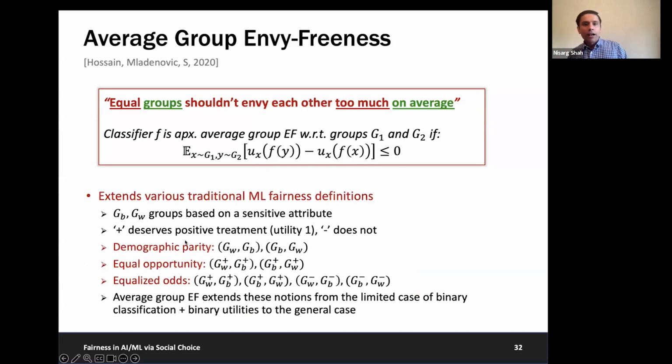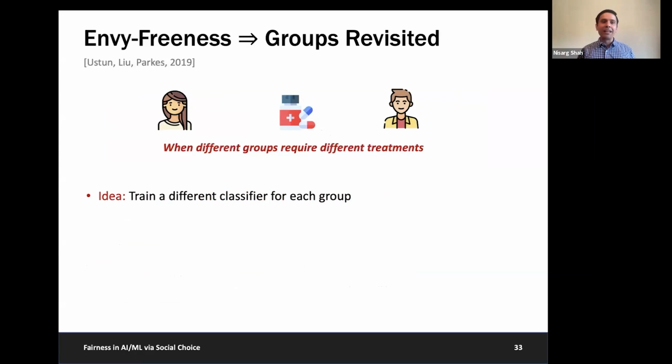Another nice thing is that this type of definition extends and captures some of the traditional machine learning fairness definitions like demographic parity, equal opportunity, or equalized odds, and extends them to non-binary decision making. In the interest of time, I would skip that since we are approaching the end of time.